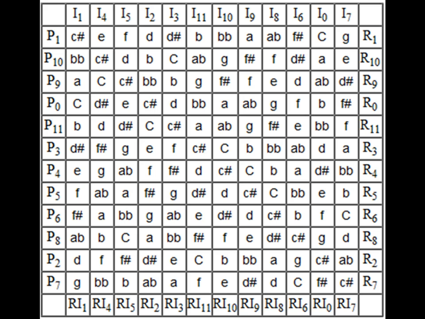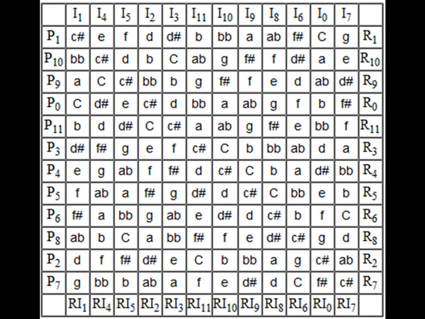And you read the table by going in whatever direction you're interested in. So P1, starting in the top left-hand corner, you read from the top left along horizontally, so C sharp, E, F, and you read the retrograde of that row, R1, starting on the right-hand side of the top row of the table and going back.